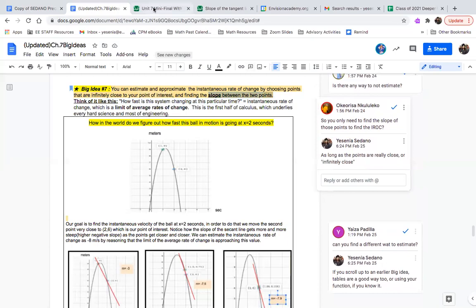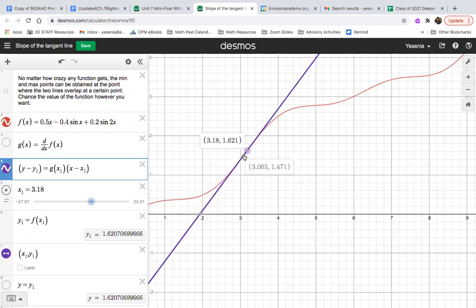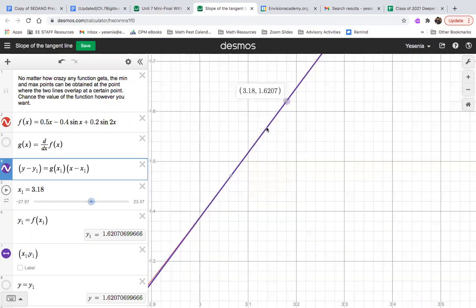So yay. All right, what's a second point we can choose that's really, really close to this? We could just start clicking near it and settle on a point that's really close. So if I click here, I get this point, 3.065, but I don't know if that's close. Maybe if I zoom in, yeah, it's going to be better if I zoom in.